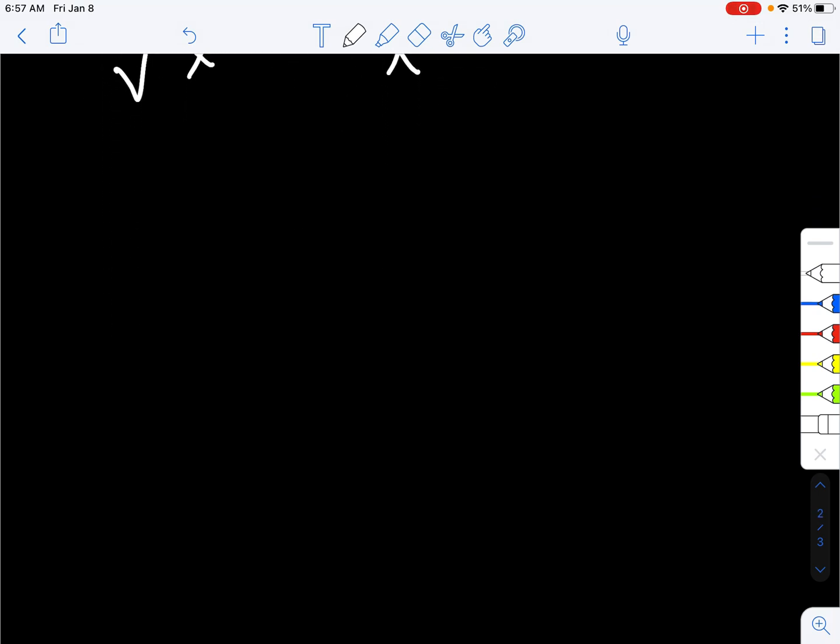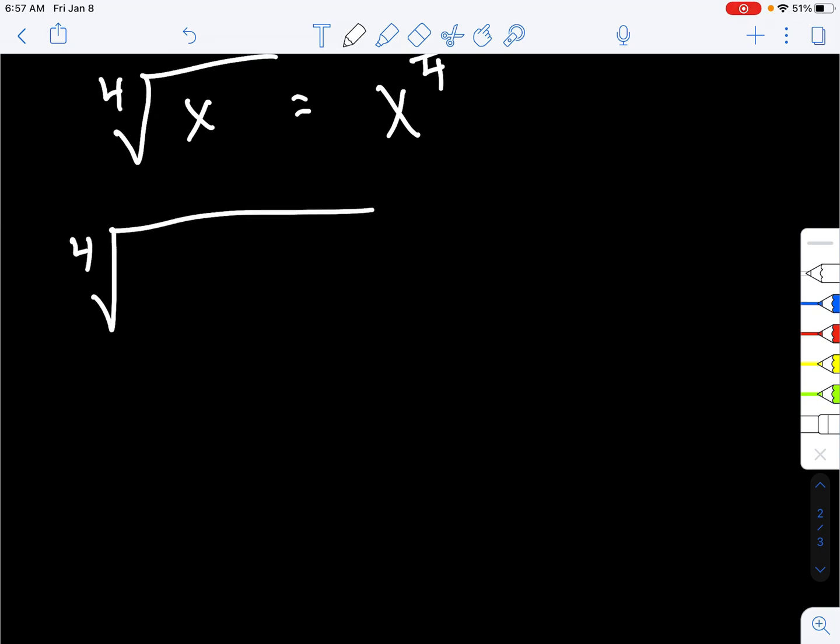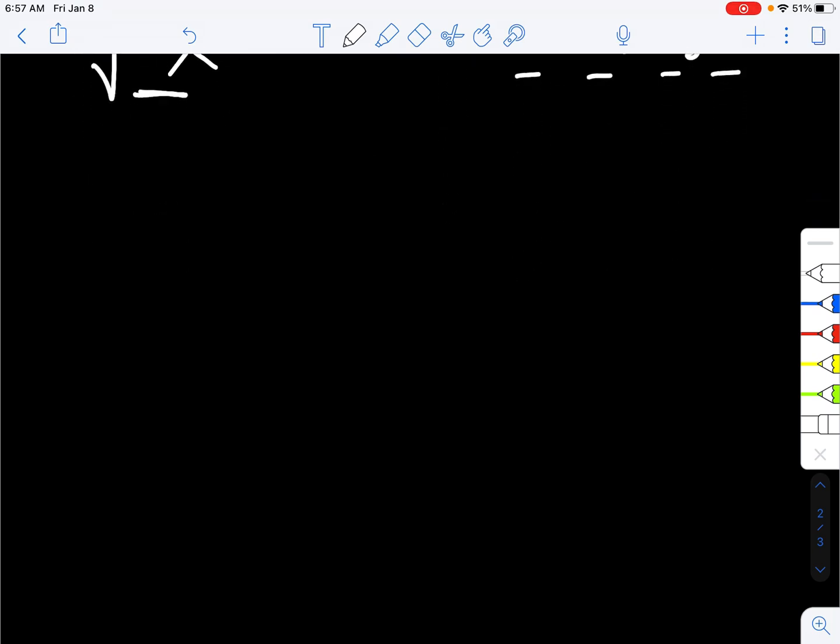Like she talked about in the video, if we have x to the 4th, what we're trying to figure out is what number can be multiplied together 4 times and give me x. So let me show you 2 quick examples.